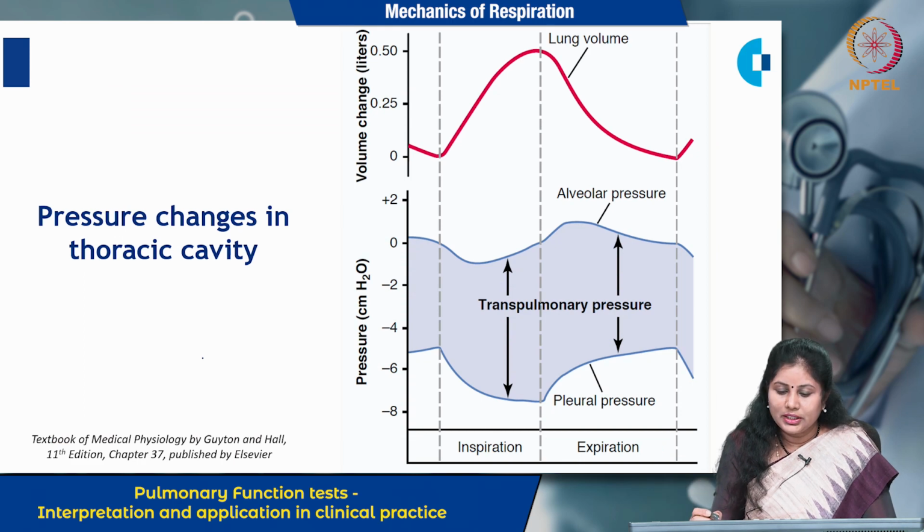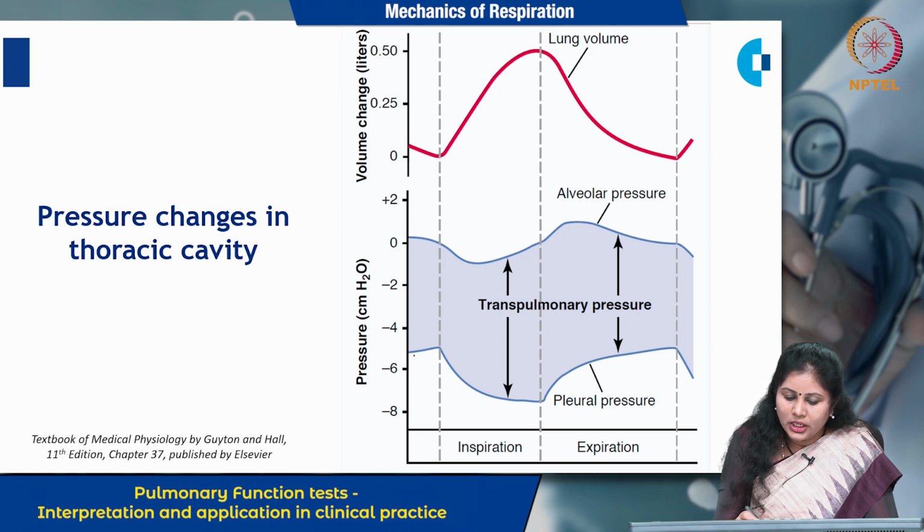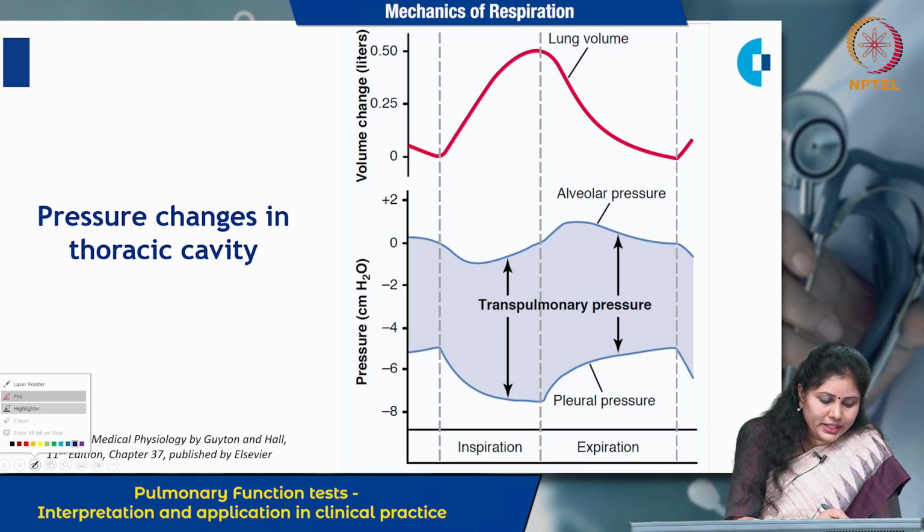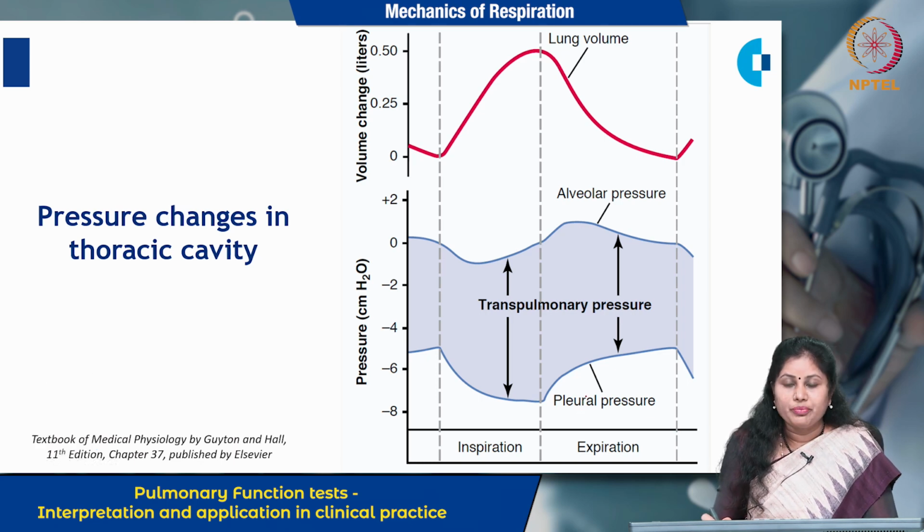So, this is the graph representing the pressure and the volume during the different phases of respiration. What happens during inspiration? The lowermost graph represents the pleural pressure, given in centimeters of water. The pressure is minus 5 at the end of expiration. During inspiration it gradually goes deeper and becomes minus 7.5 at the end of inspiration. After that, expiration starts, the pleural pressure increases, and it goes back to its original position, that is minus 5.